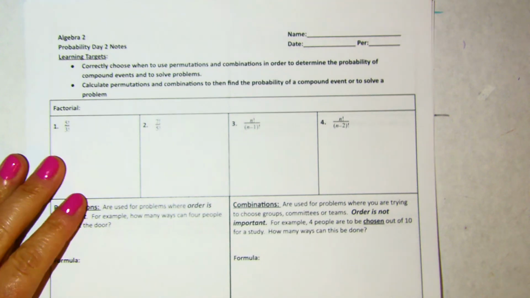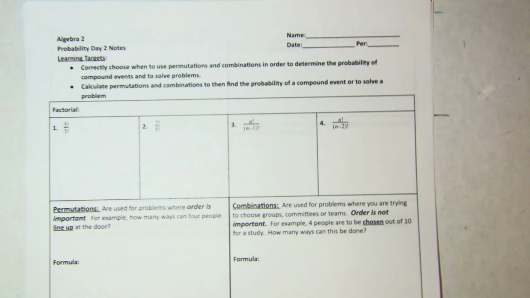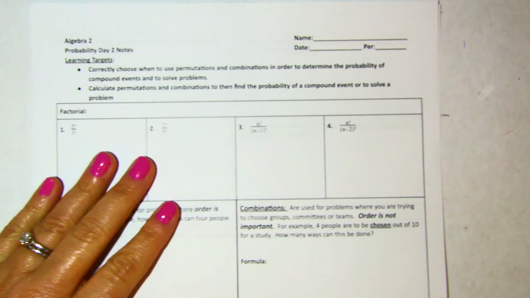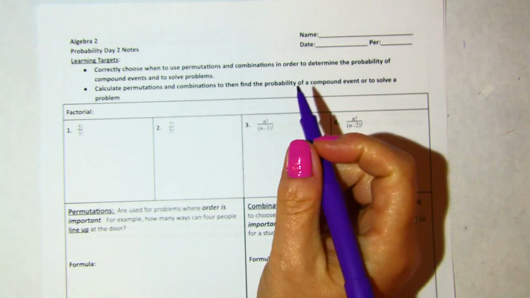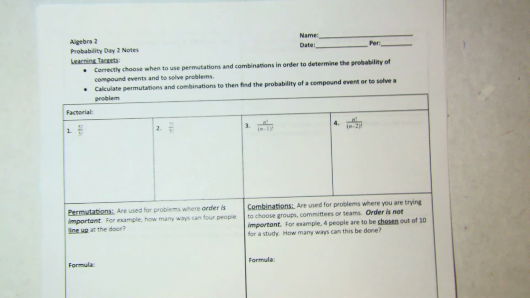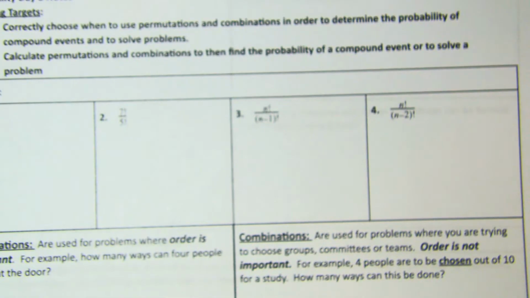Hi, everybody. This is Miss Wade, and I'm going to be talking today about permutations and combinations, which is our probability day 2 notes. So the first thing you need to know about before we talk about permutations and combinations is factorial. And you may have seen this before.